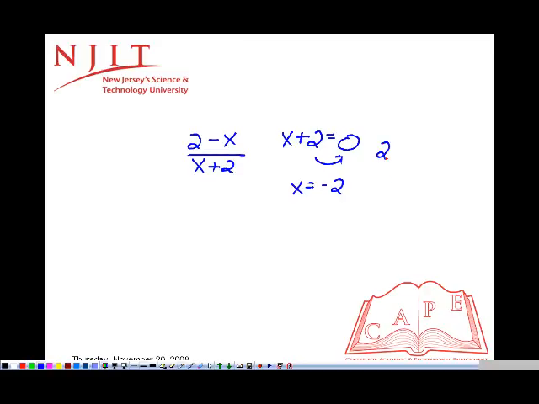So we get 2 minus a negative 2 over negative 2 plus 2. A minus times a minus is a positive, so we get 2 plus 2, which is equal to 4. And on the bottom we get negative 2 plus 2, which is 0. We can't have a 0 in the denominator, so this is no good. Therefore the only number we cannot use in this expression is negative 2.